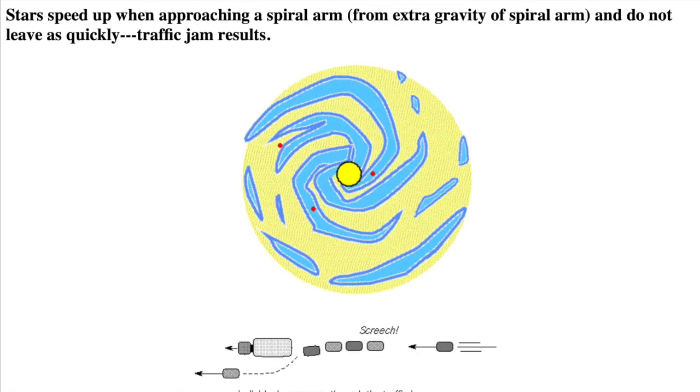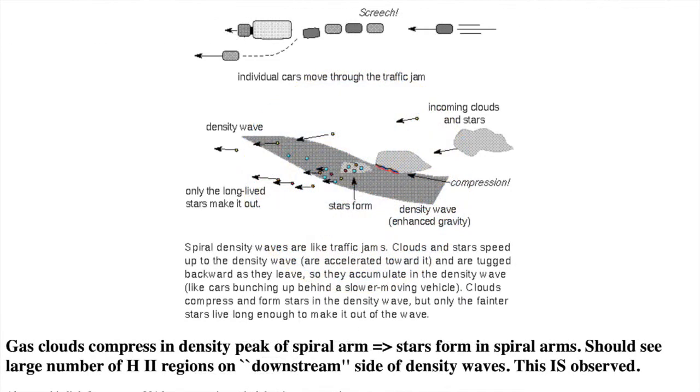Next slide. A spiral density wave can form in the disk that causes stars to speed up when they approach the spiral arm due to the extra gravity of the spiral arm, and the stars don't leave as quickly because they are pulled back by the extra gravity of the spiral arm. A traffic jam results. The gas clouds get compressed in the density peak of the spiral arm, which is why stars form in the spiral arms.